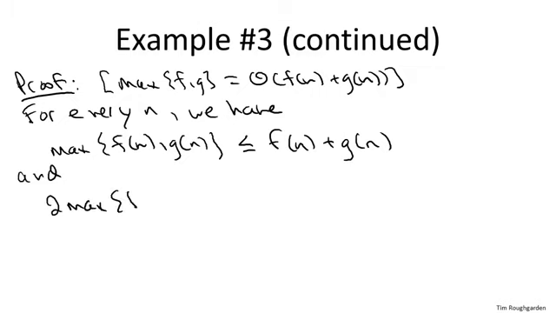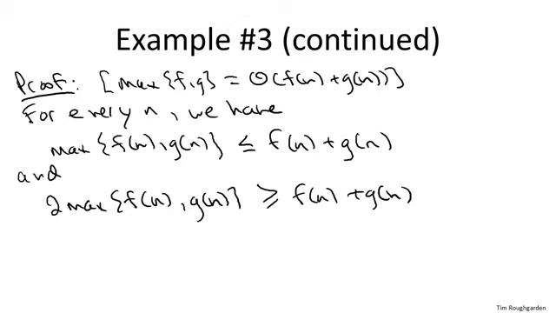Secondly, if we double the larger of f of n and g of n, then that's going to exceed the sum of f of n plus g of n. Because on the right-hand side we have a big number plus a small number, and on the left-hand side we have two copies of the big number. So that's going to be something larger. It's going to be more obvious what's going on if I divide both of these sides by 2, so that the maximum of f of n and g of n is at least half of f of n plus g of n. That is, it's at least half of the average.